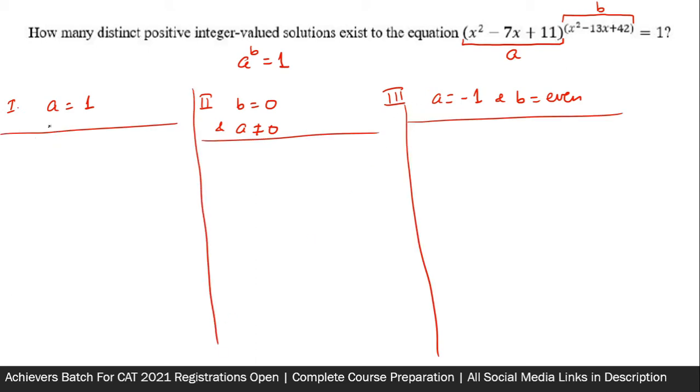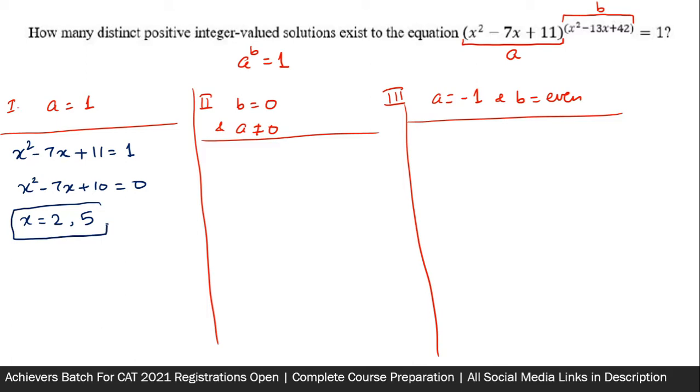Case 1, when we want A to be equal to 1, that is x square minus 7x plus 11 equal to 1. That's x square minus 7x plus 10 equal to 0. And we know the roots of this equation. It's very easy to figure out. X equal to 2 or 5. Since we do not care about the value of B, we don't need to check by putting the values of x as 2 and 5 in the expression of B. So I think these 2 values are going to work, and these are positive integer values as desired by the question. So they both suffice.